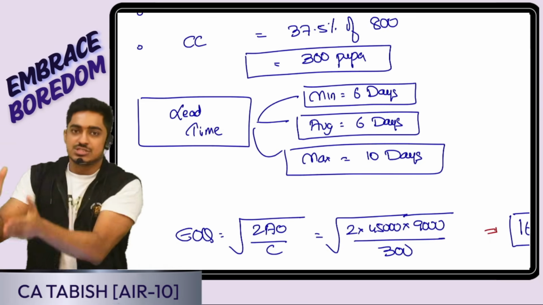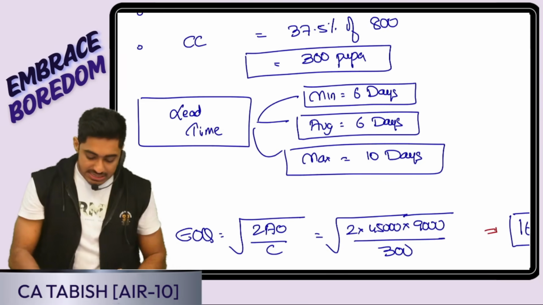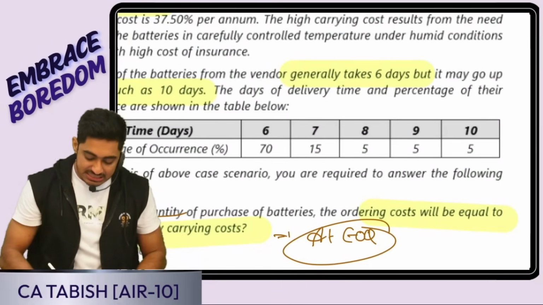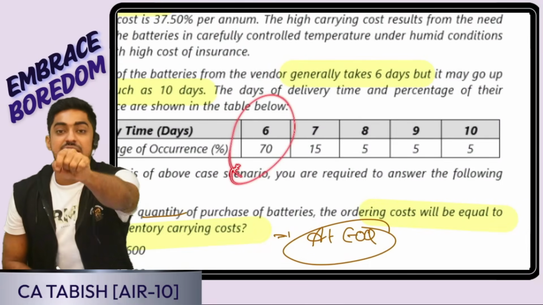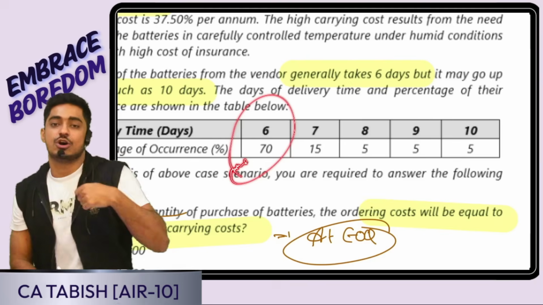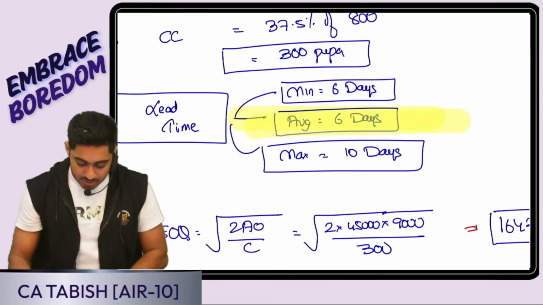No, boss. 9 out of 10 days you studied 10 hours. Most of the times, how many hours are you studying? 10 hours. Same thing. In 70% of the cases, I will get my goods in 6 days only. That means my average lead time, on an average, in how many days will I get? 6 days I will be getting. Is this clear? This is very important for us.